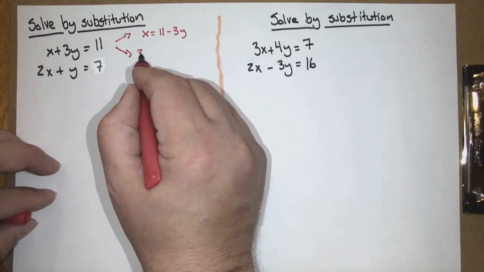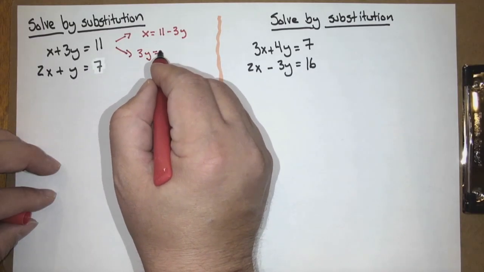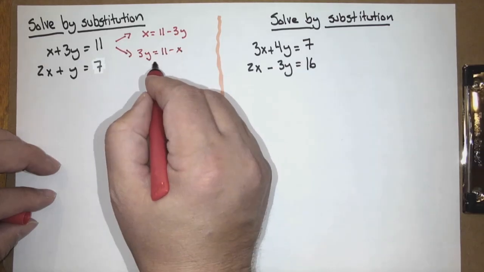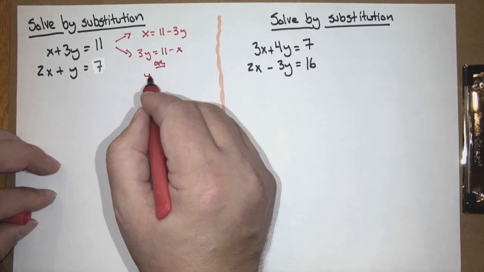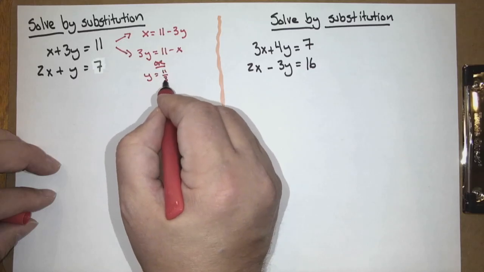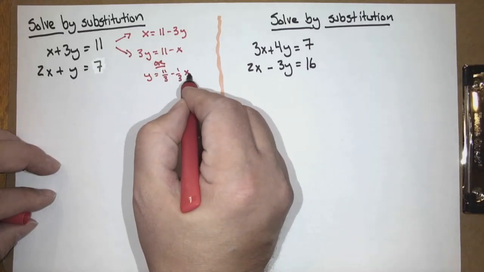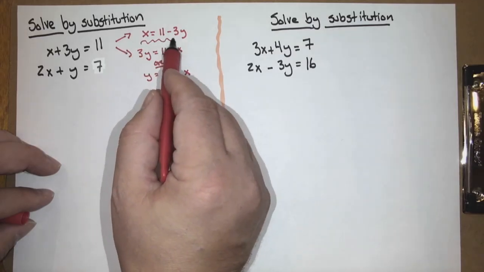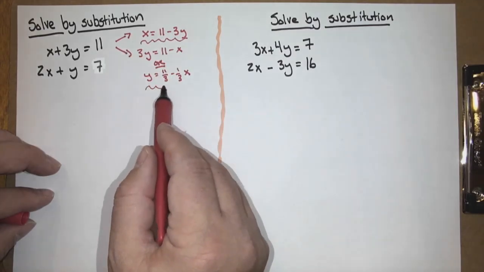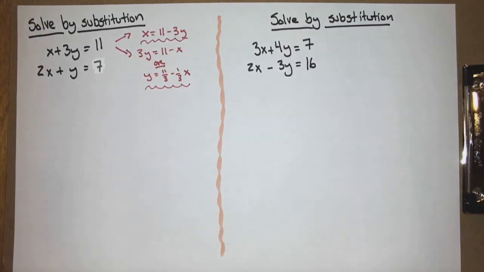If I were to solve for y, well, first thing I would do is I say 3y equals 11 minus x. Then I would say I want to get y by itself. And I'd say y is 11 thirds minus 1/3 x. Now between x equals 11 minus 3y and y equals 11 thirds minus 1/3 x, which feels the one that's easier to work with?